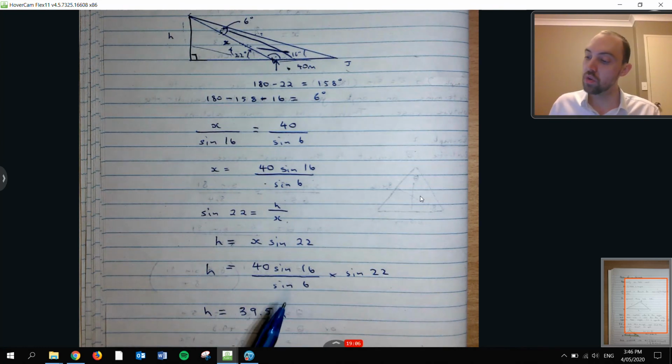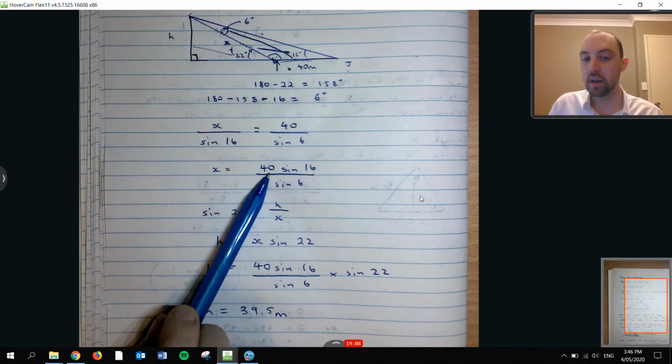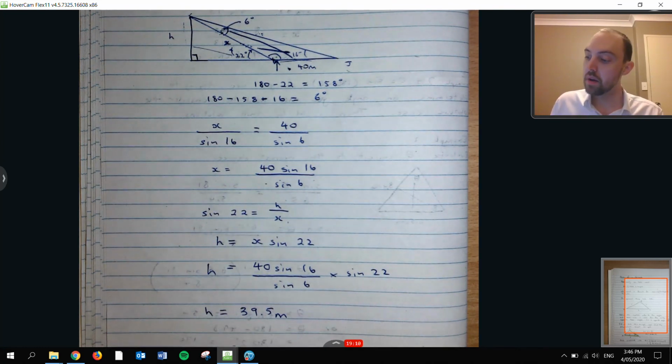Okay, so we didn't actually work out what x was along the way. That was because we didn't want to introduce a rounding error halfway through. So if you can carry through the answer in your calculator, that's going to net you a more accurate answer.